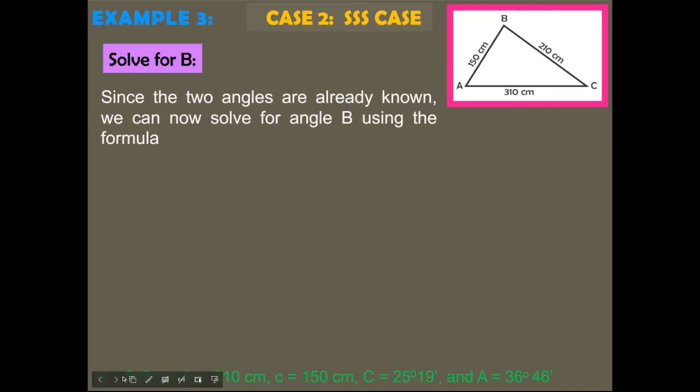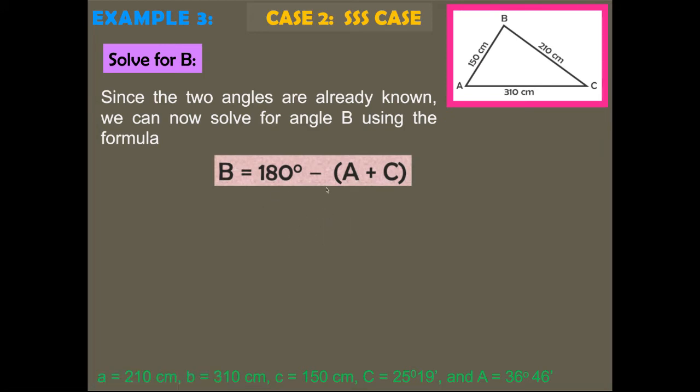Since the two angles are already given or known, we can now solve for angle B using this formula. Angle B equals 180 degrees minus the sum of angles A and C. Now remember that the angle sum of a triangle is 180 degrees.